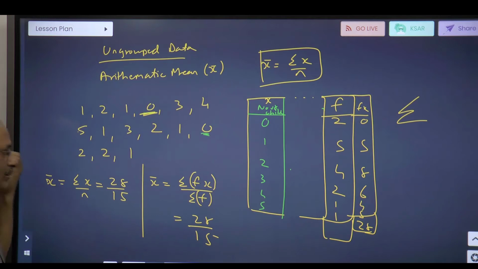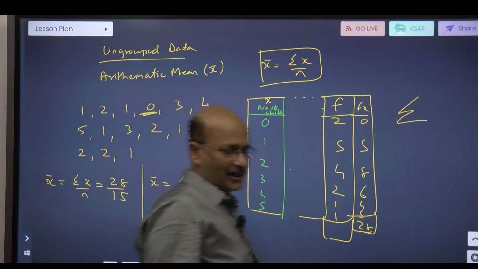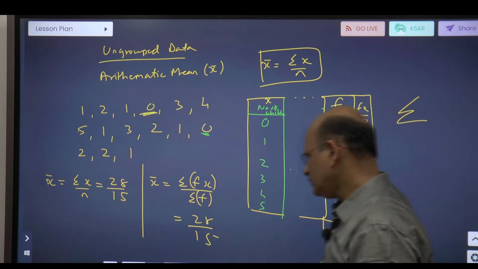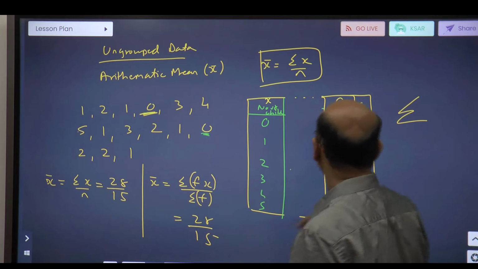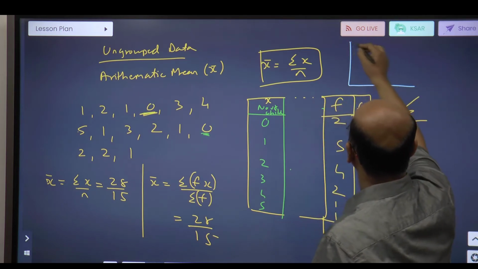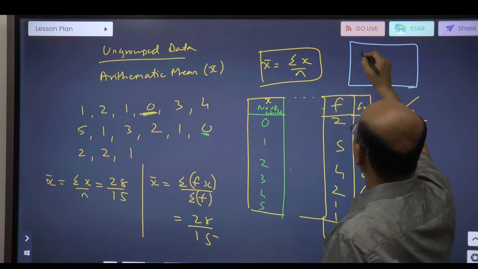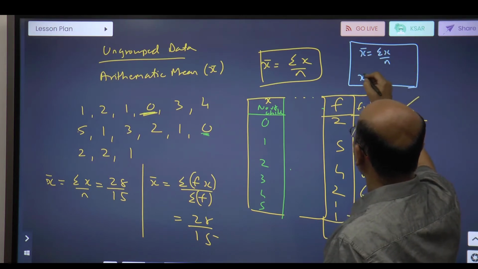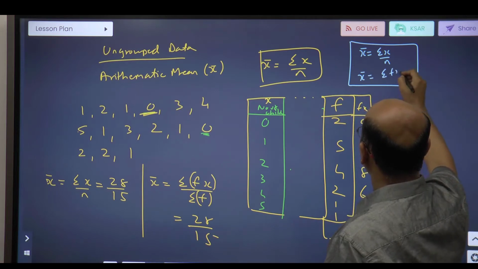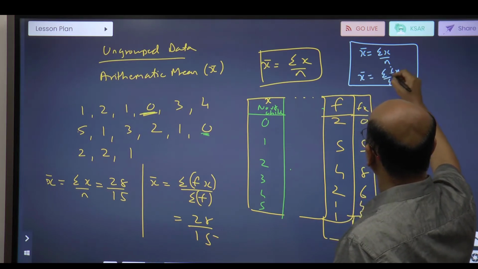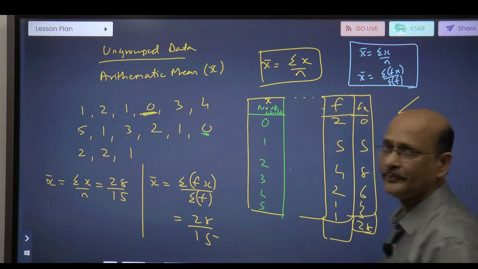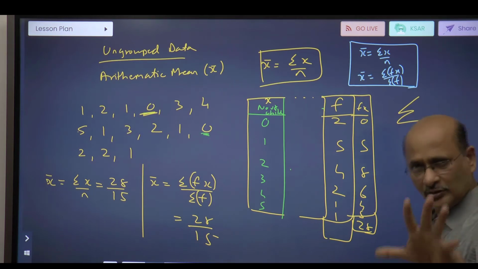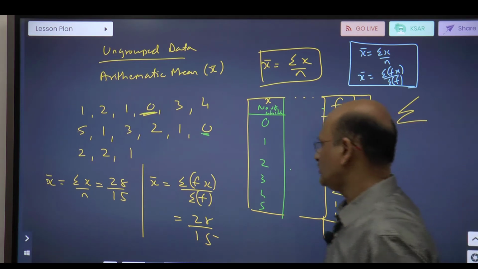So what we derived today is, on arithmetic mean, we studied ungrouped data. I would say there are 2 very important formulas for ungrouped data. X bar is either the sum of x upon n, or x bar is the sum of fx upon the sum of f. Put a bracket there so that you don't make any mistake. So f stands for frequency and x stands for the observation data. I hope you got this point clear, right?